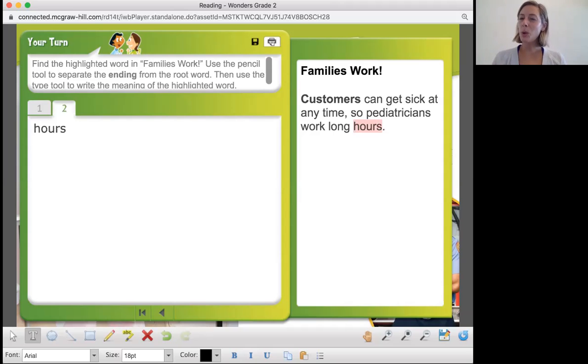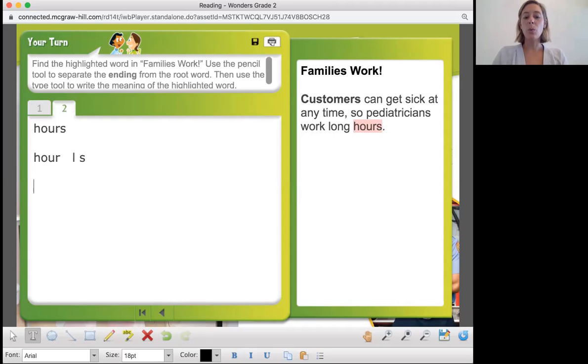All right. So what did you say the root word was? Hour. Good. And what is that inflectional ending? It is just the S. Now we have to think, does this mean hour as in happening now, or hours as in more than one? Let's reread it. Customers can get sick at any time, so pediatricians work long hours. So I think that means more than 1 hour.